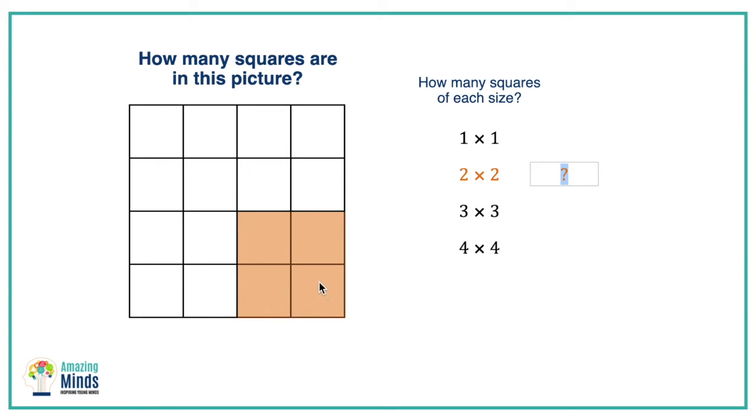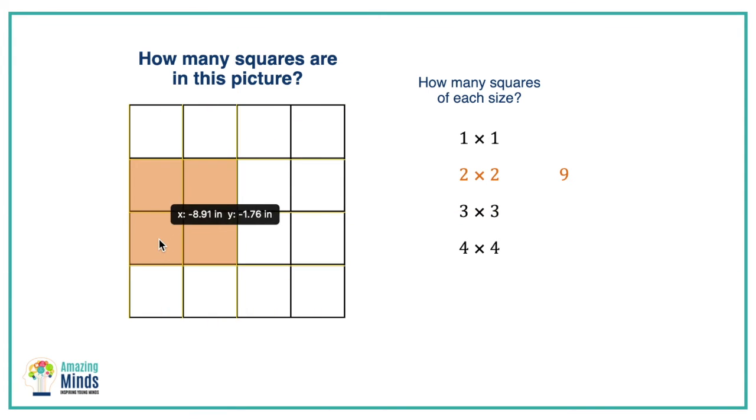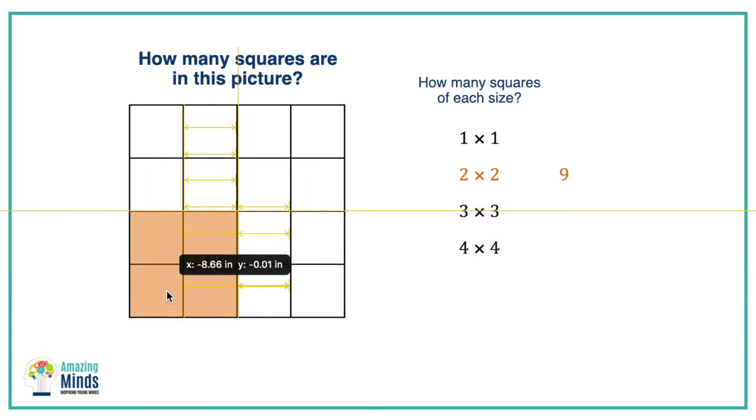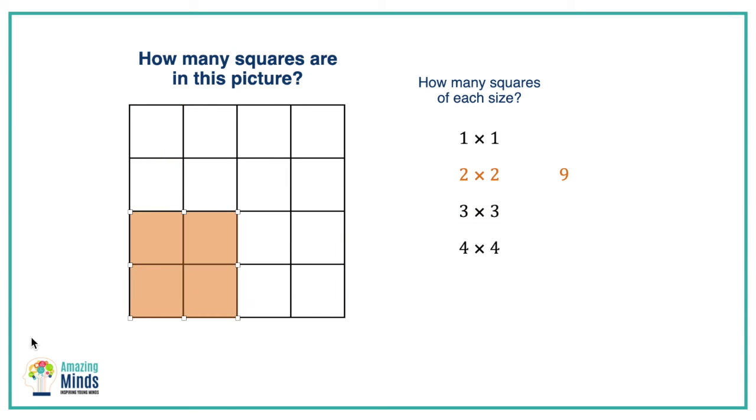So in this, you actually have 9 squares that are 2 by 2. 1, 2, 3, 4, 5, 6, 7, 8, 9. Okay, let's look at the next size.